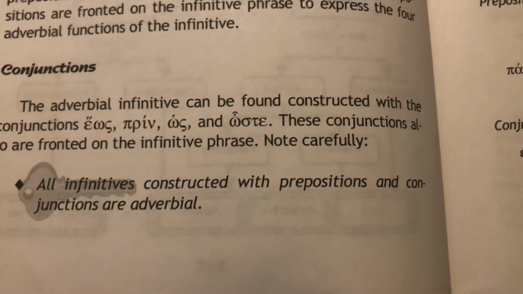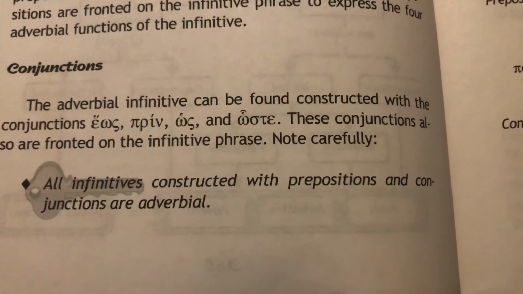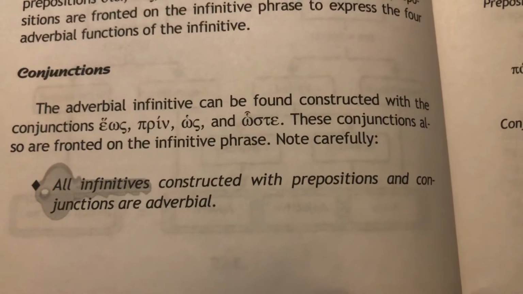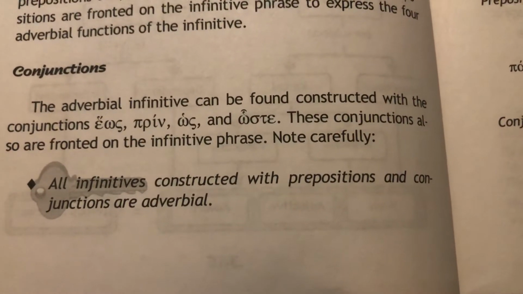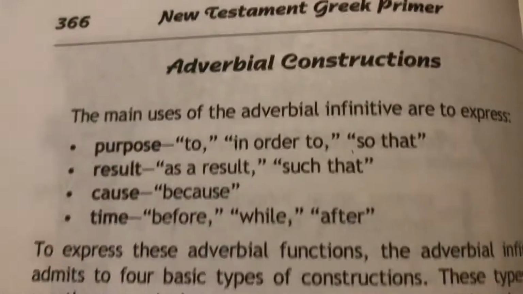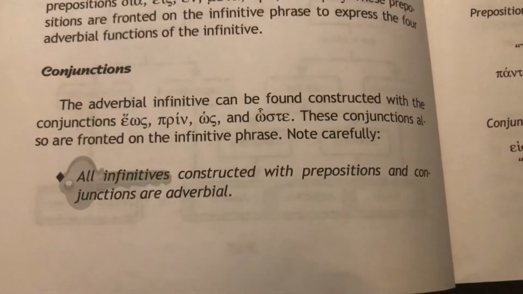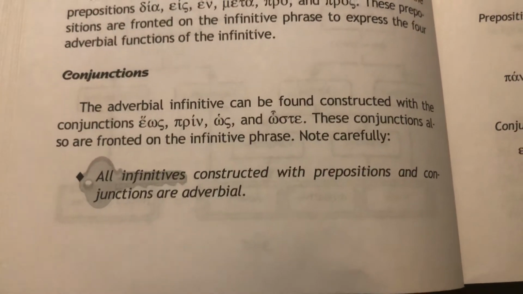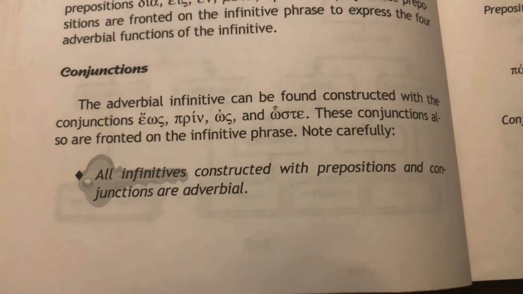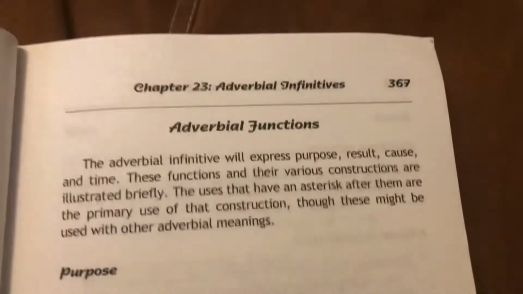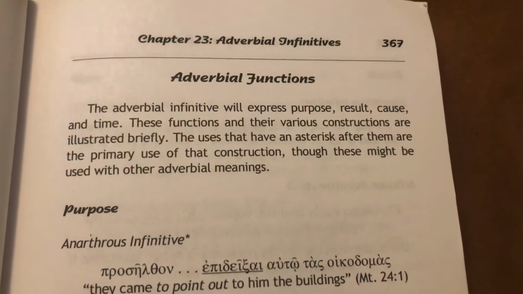Here's a dictum: all infinitives constructed with prepositions and conjunctions are adverbial. So anytime that you see an infinitive plus a preposition or a conjunction, you have to translate it with one of these constructions. Now, that doesn't mean that the reverse is true as well, that if you don't see it, it's not adverbial. It can still be adverbial. It's just that you have a guarantee that if you see that, you have to translate it that way. All right. So let's look at some of these functions then.